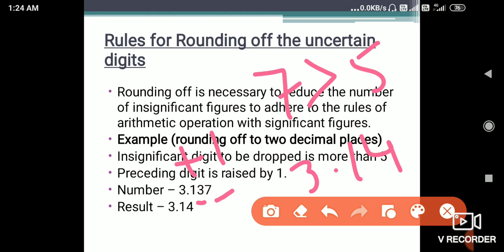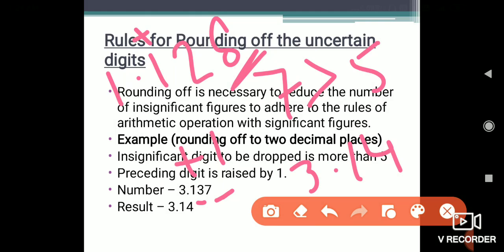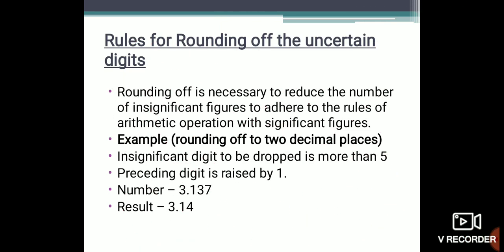Let us understand it with one more example. Suppose the value is 1.128. If you see, the doubtful digit is 8. Again, 8 is greater than 5, so in the preceding digit you will simply add 1. So here the value will be 1.13. This is the first rule, when the uncertain digit is more than 5.